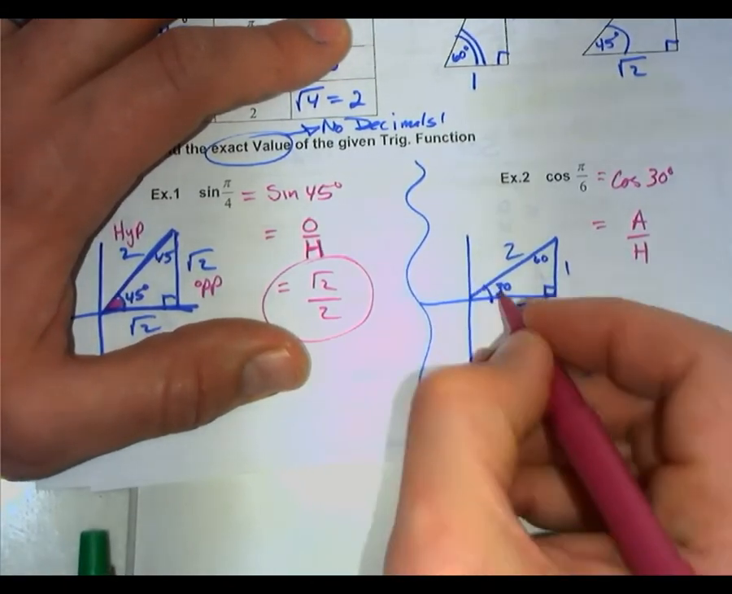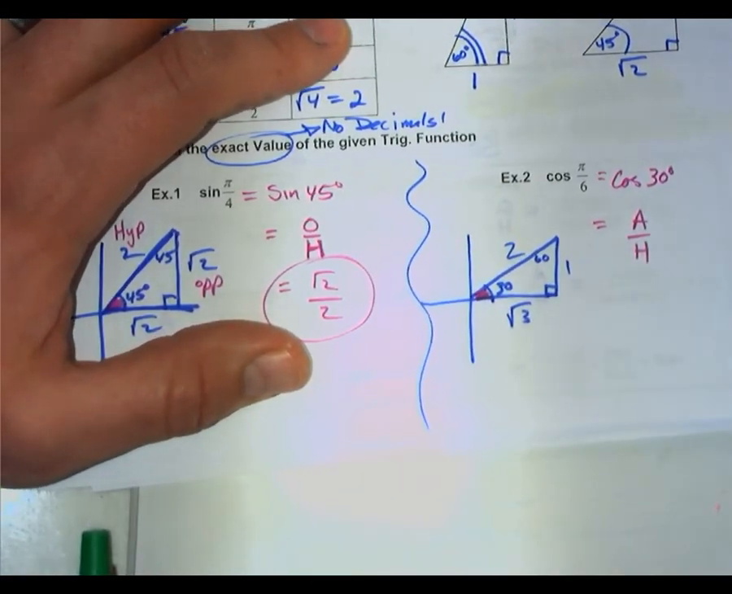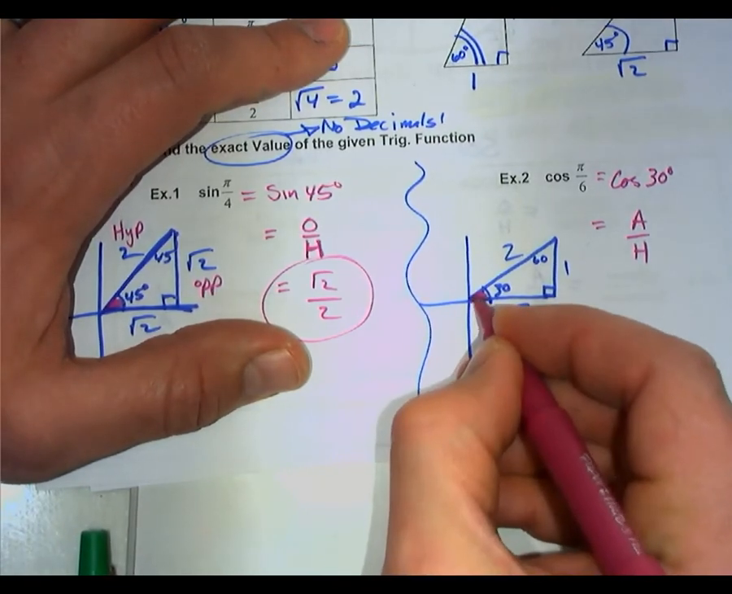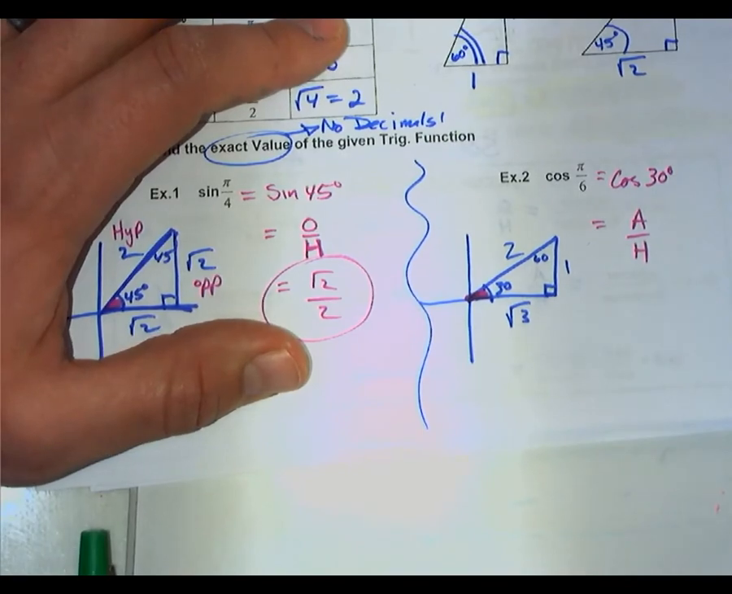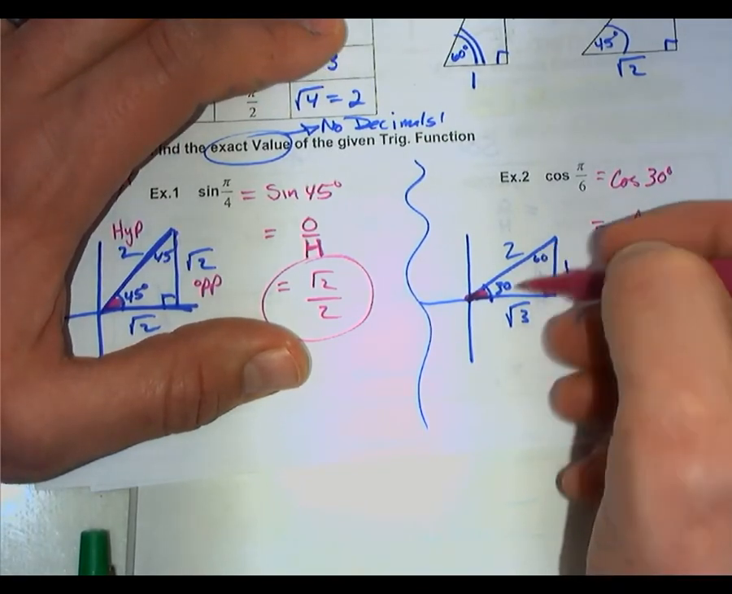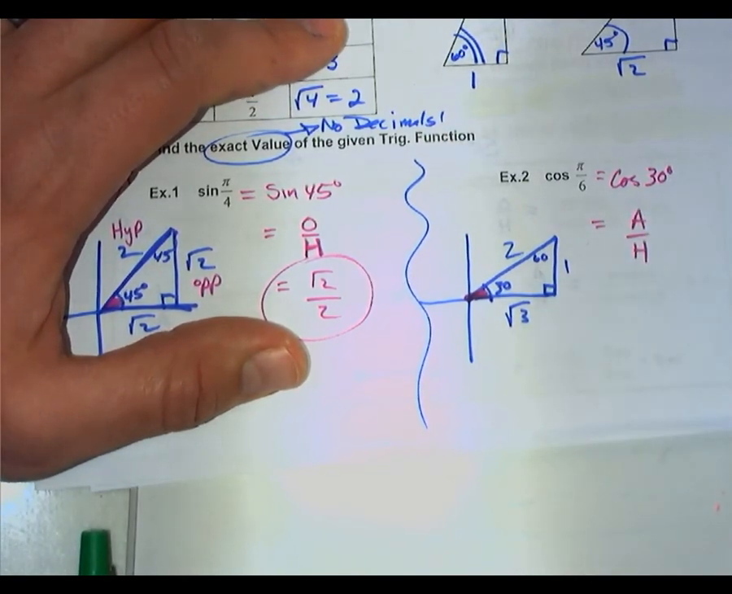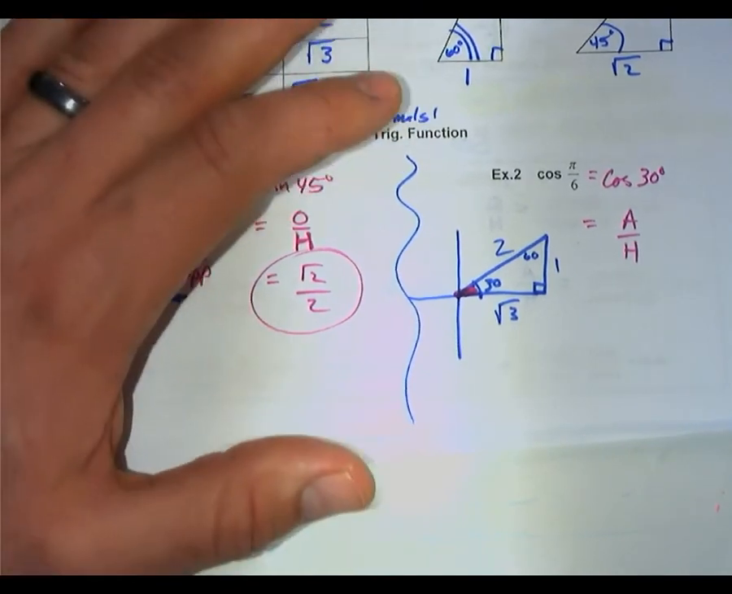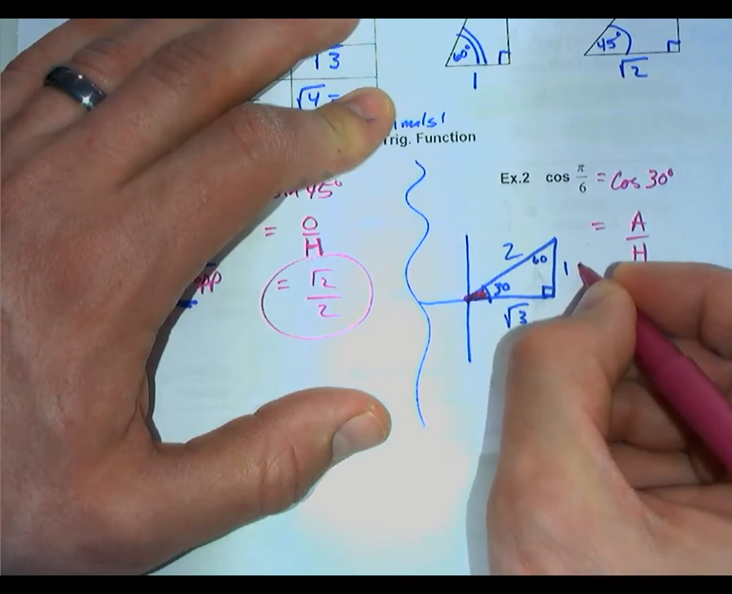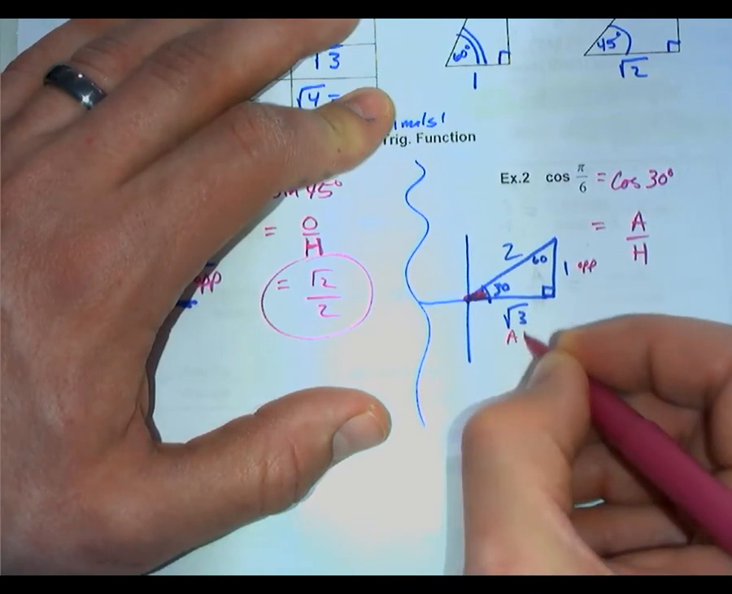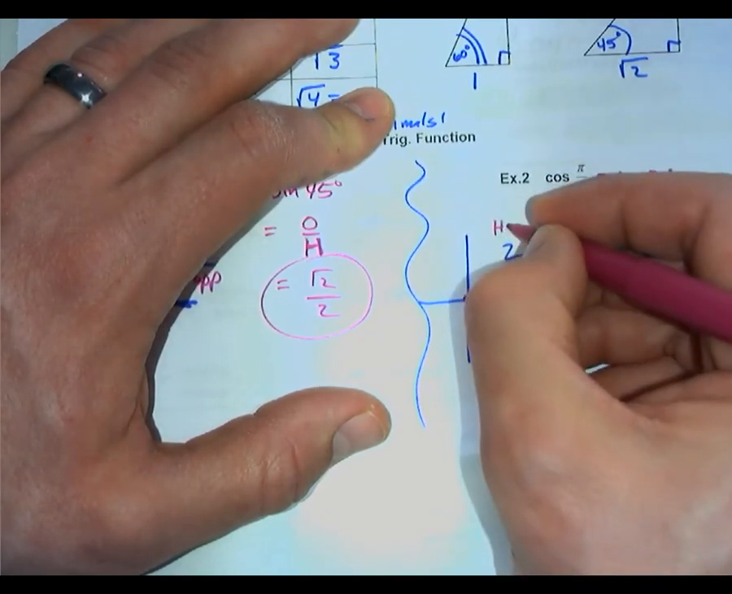The angle that you work from is always across or next to the origin. Nearest the origin. Never, ever, ever over here. Always nearest the origin. And I wish you could tell I'm using different colors here, but across from this guy is the opposite. This is our adjacent and hypotenuse.